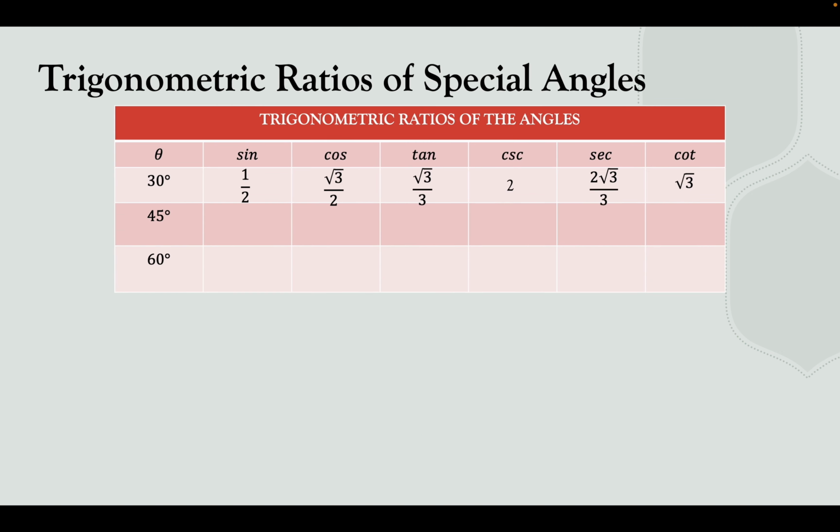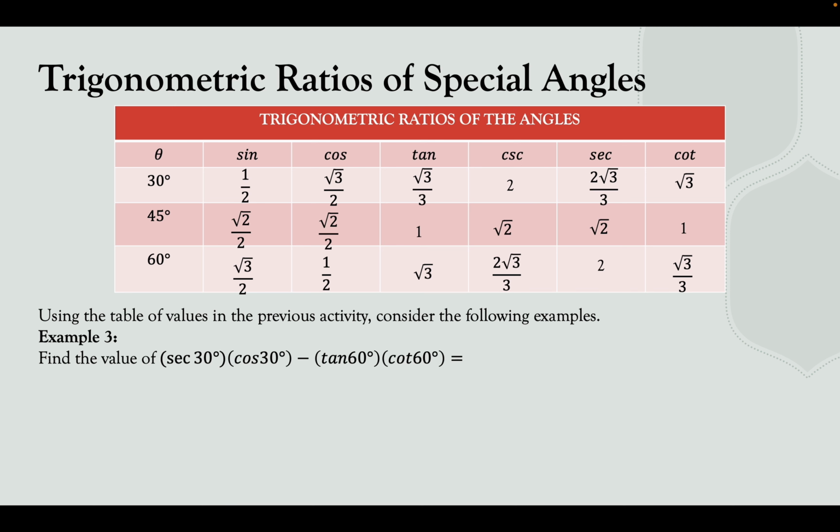Let's have another example. So find the value of sine 30 times cos 30 minus tan 60 times cot 60. What is sec 30? Sec 30. So sec 30 is 2 square root of 3 over 3. Cos 30 is square root of 3 over 2. Tan 60, so we have square root of 3. And then cot 60 degrees is square root of 3 over 3.